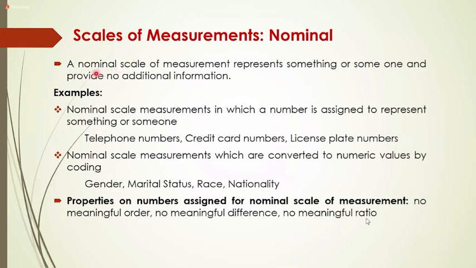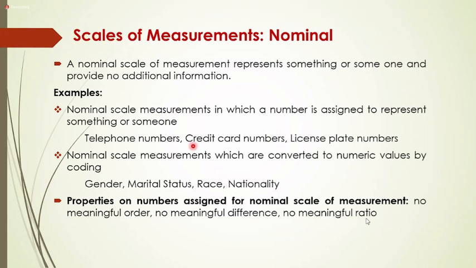Similarly, a nominal scale of measurement represents something or someone and provides no additional information. That means it does not provide any order, we cannot find the difference, we cannot find the ratio. If the measurements provide only this type of information, that is called a nominal scale. They do not provide any additional information, just names.